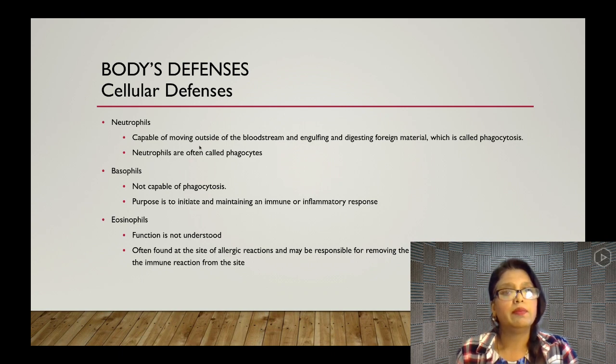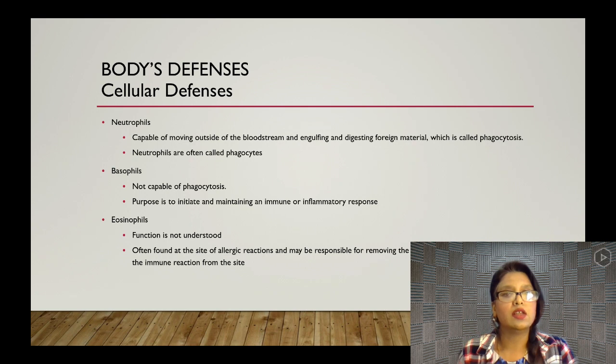What do they do? They're capable of moving outside the bloodstream and engulfing and digesting foreign materials, which is called phagocytosis. Phagocytosis, think about big fish eating the small fish. So that is phagocytosis, like they engulf them, like they eat them. Basophils are not capable of phagocytosis. The purpose is to initiate and maintain an immune and inflammatory response.